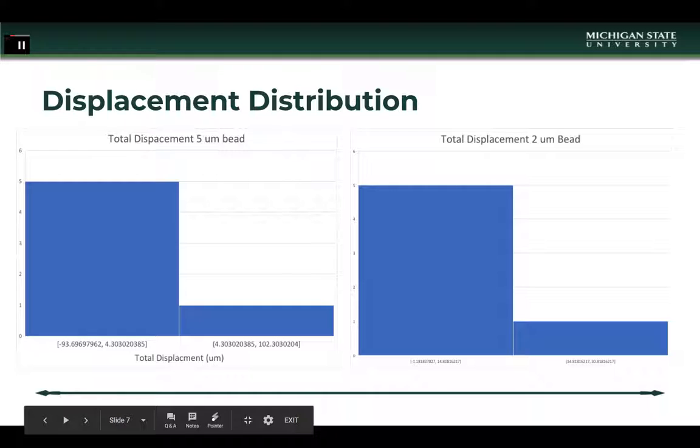See by the intervals of these displacement graphs, the 5 micrometer beads had a larger total displacement compared to the 2 micrometer beads. The majority of the 5 micrometers had a total displacement larger than the 2 micrometer beads.